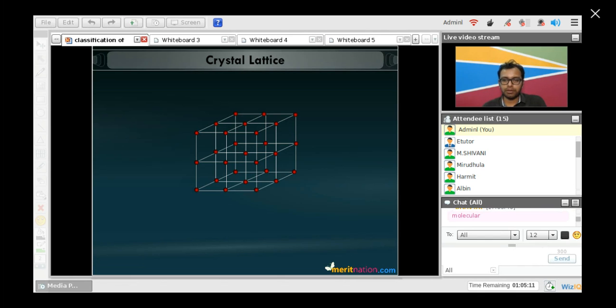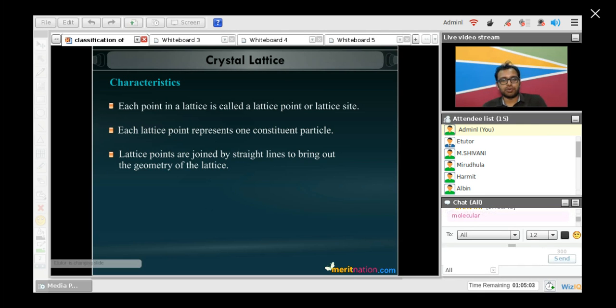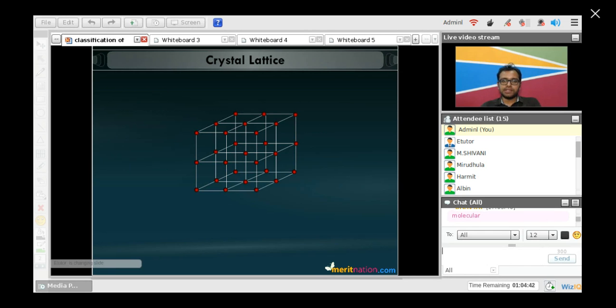Okay. Now, what is crystal lattice? Let me show you what crystal lattice is. These are the characteristics of crystal lattice. Each point in a lattice is called a lattice point or lattice site. Each lattice point represents one constituent particle, and lattice points are joined by straight lines to bring out the geometry of the lattice. Now let's say you are considering a solid. Let's consider a metallic solid.